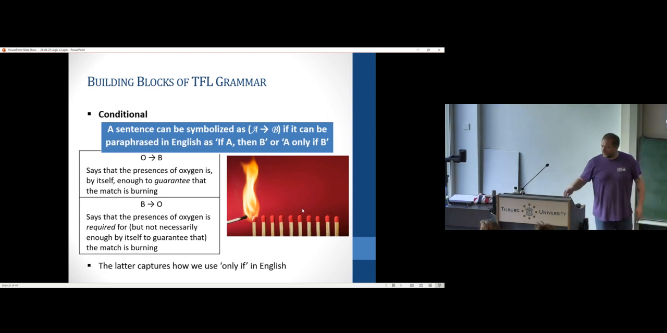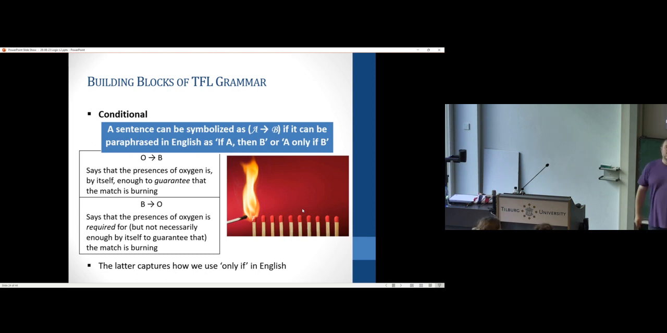But there's actually a third one that's worth mentioning. What happens if you see A if B? So we know what to do if it's only if in the middle, but what if it's just if? How would we symbolize A if B? This is weird.